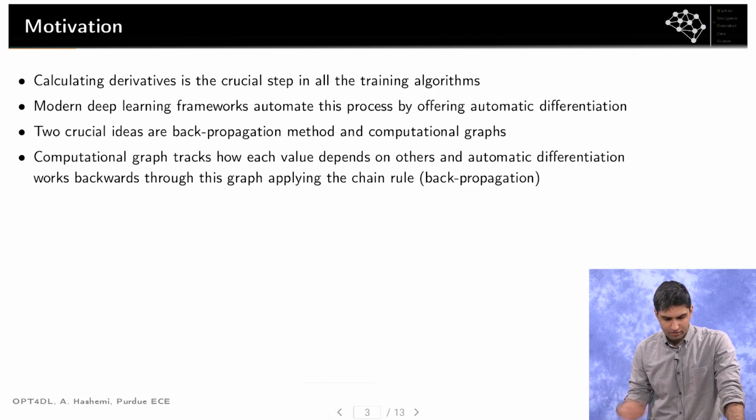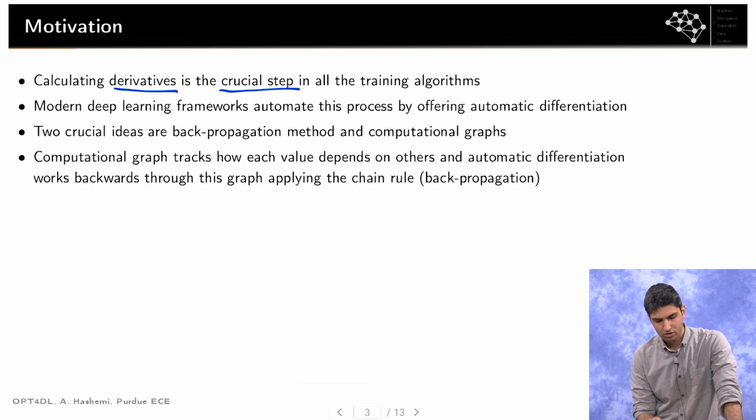So essentially, the idea is that we are training deep learning models using some variations of stochastic gradient descent that we're going to talk about in future lectures. But what all of them have in common is that we need to calculate derivatives. So calculation of derivatives or gradients is one of the crucial steps in all of the training algorithms that either we've seen, like gradient descent and SGD, or we will see very soon in future lectures.